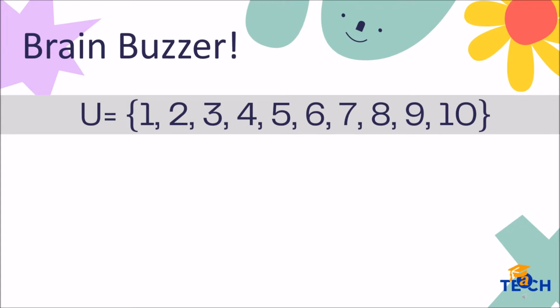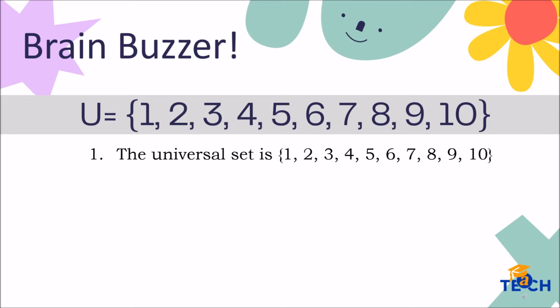Before we start our lesson, let's have first our brain buzzer. Here we can see our given set U. Now inside the set are numbers ranging from 1 to 10. For our activity, all we need to do is to tell whether the statement about the given set is true or false. Let's start with statement number 1. Here it says that the universal set is composed of numbers ranging from 1 to 10. Is this statement true or false?